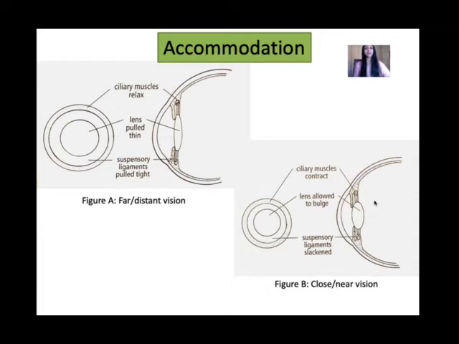Okay? So let's go over that one again. In close or near vision, my ciliary muscle is going to contract. My suspensory ligaments are going to become looser. They are not stretched, so they slacken. My lens becomes fatter and more rounded. The light rays coming through are going to be refracted or bent more. More light is going to enter the eye and be focused on the retina. That is accommodation.